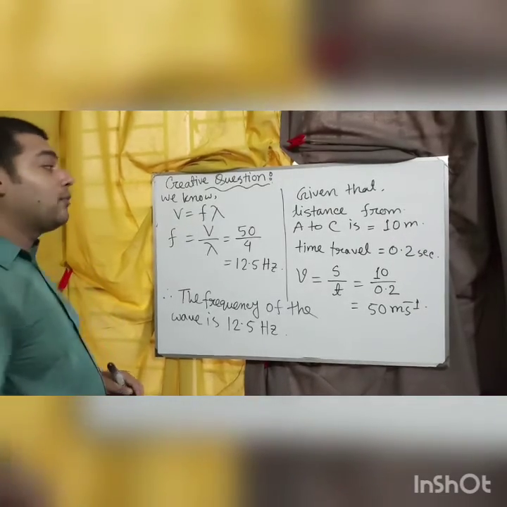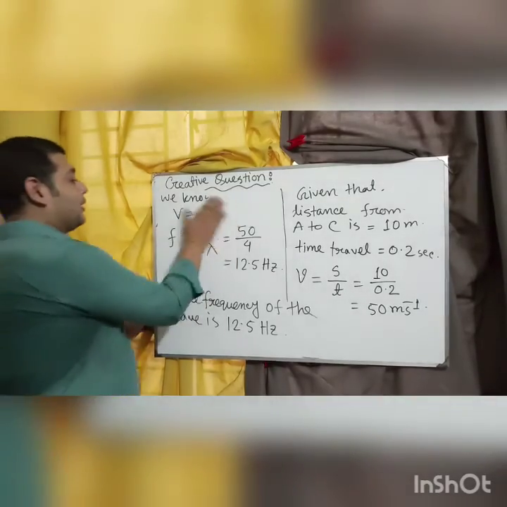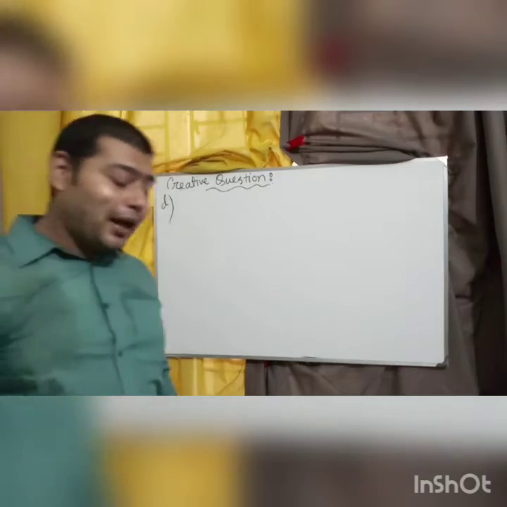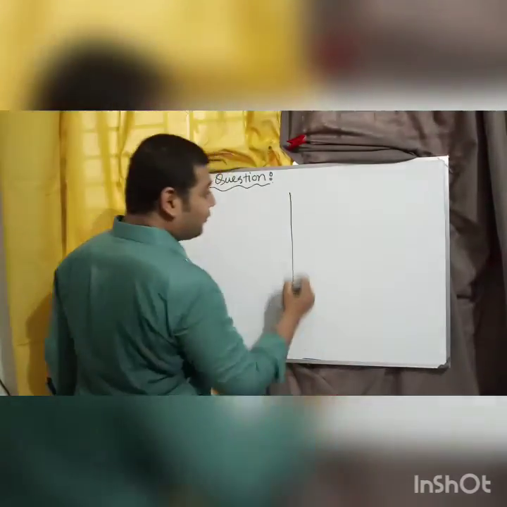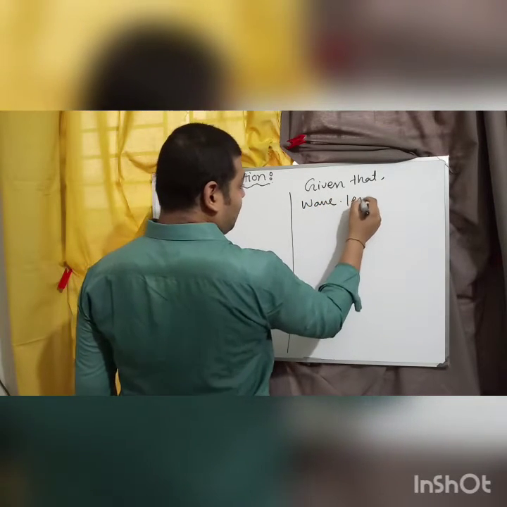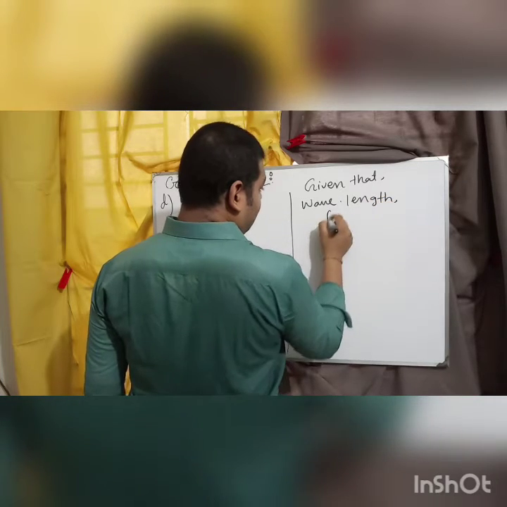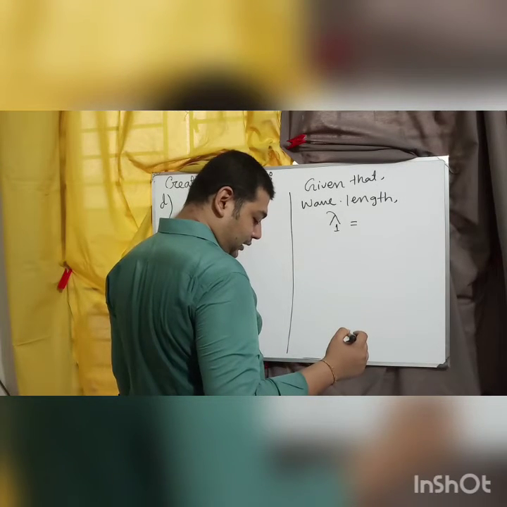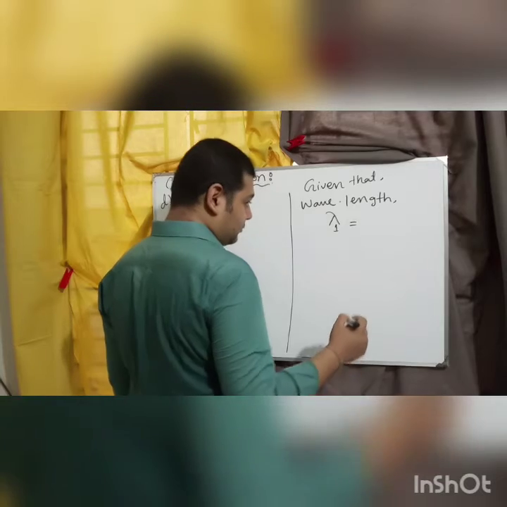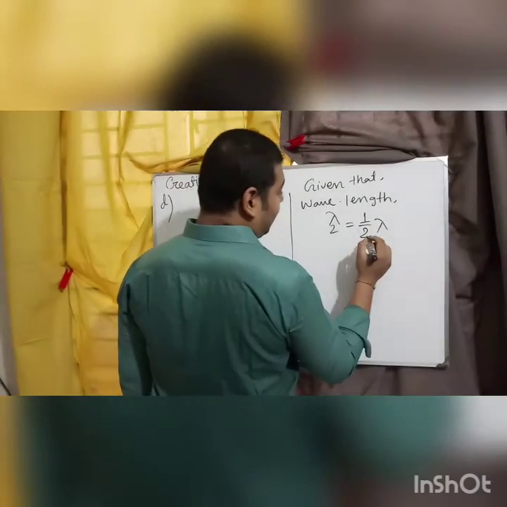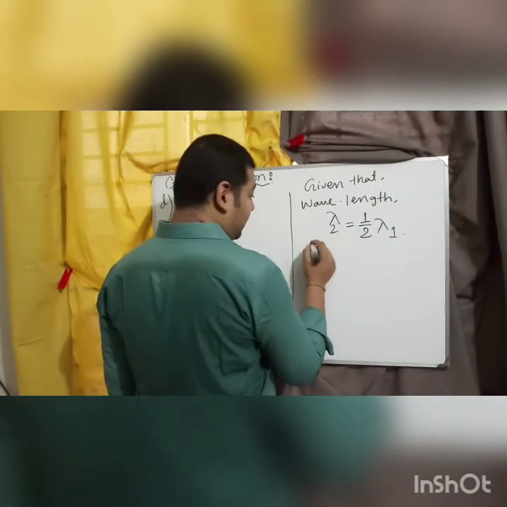Then we are going to solve question number D. Question D says that if the amplitude is the same and the wavelength becomes half, then the wavelength is given as lambda 2 equal to half of lambda 1, and we need to find the velocity v2.